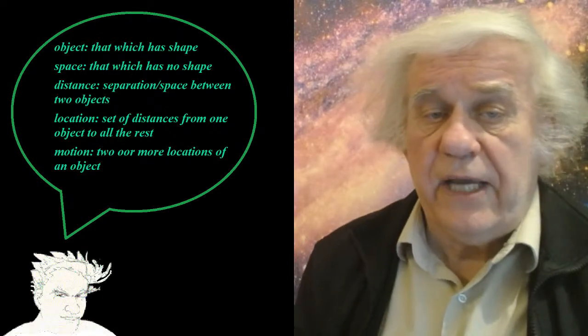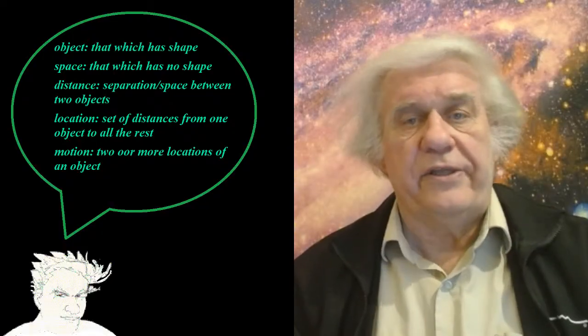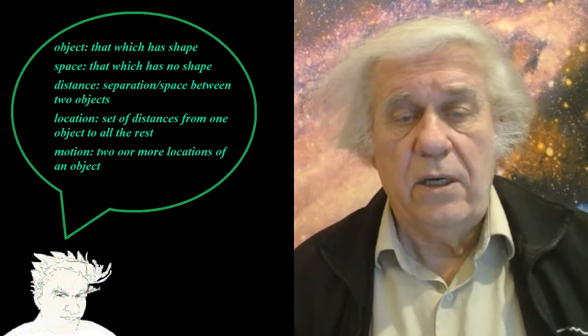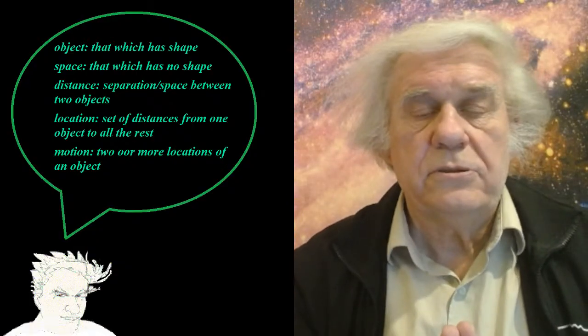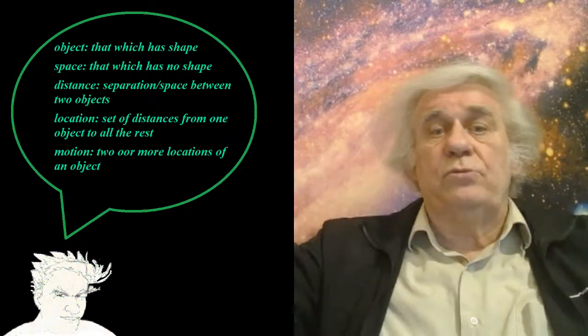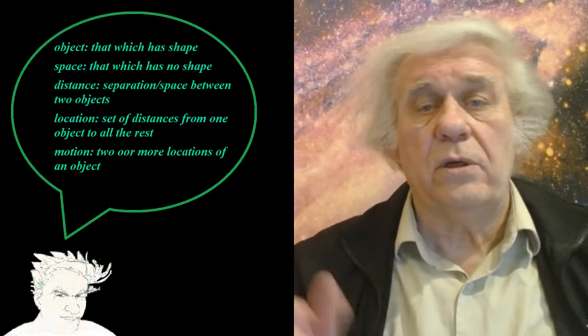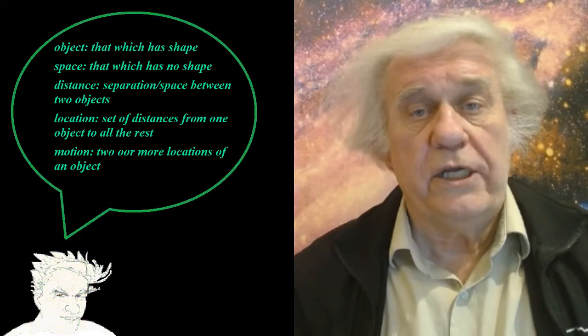Objects are that which has shape, space is that which doesn't. Okay, we have the something and the nothing. They're antonyms, so now we can use these two words consistently. What is distance? Well, it's a separation or space between two objects. And what is location? It's the set of distances from one object to all the rest in the universe. And now we can define motion: two or more locations of an object. So now we know what motion is.